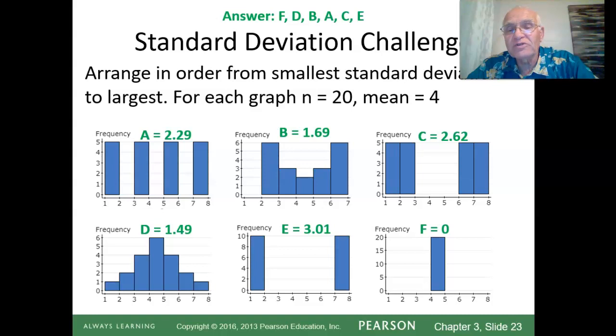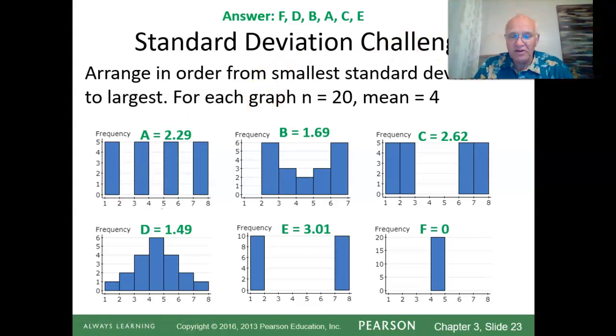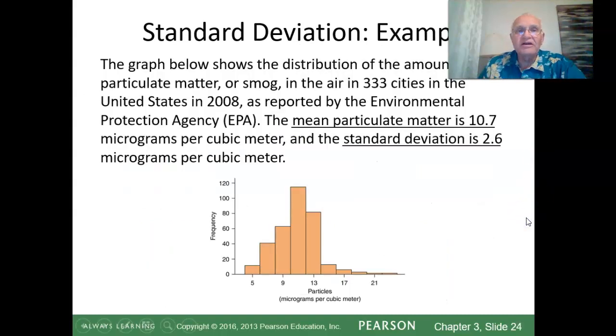And hopefully your intuition told you something close to that, the ordering of these data sets in terms of their standard deviations. Let's move on here. This is the distribution of the amount of particulate matter, or smog, in the air in 333 cities in the United States. So it's environmental data, and the average of this data is 10.7. How much spread is there? Well, it turns out the standard deviation is about 2.6 micrograms per cubic meter.